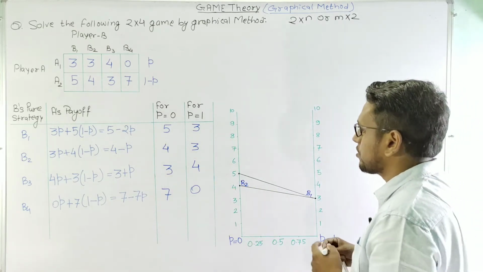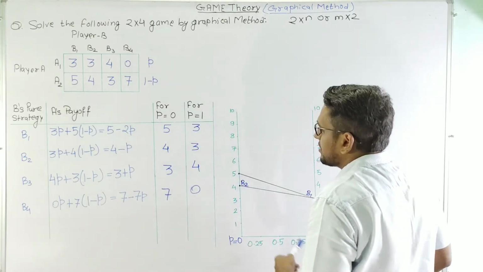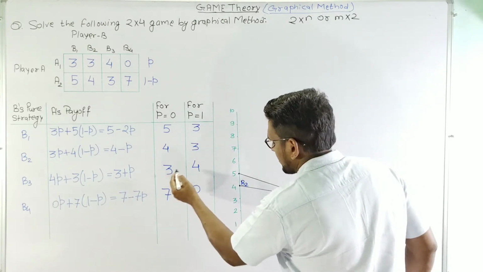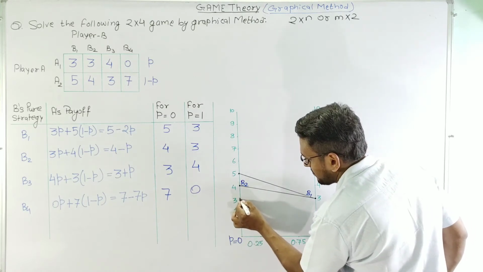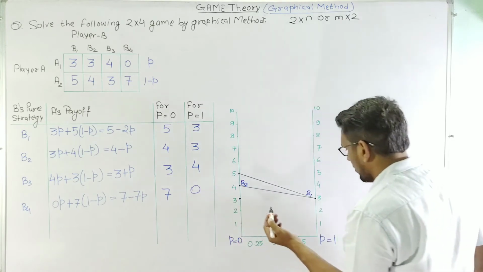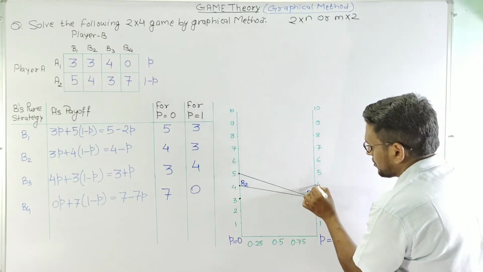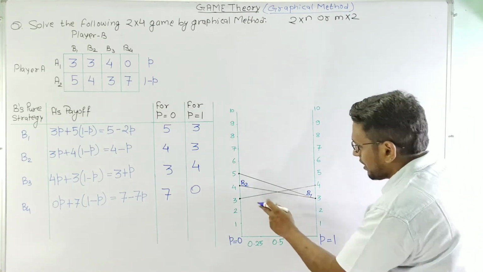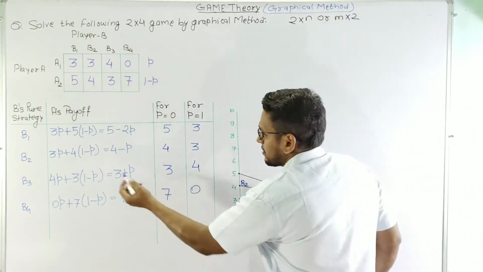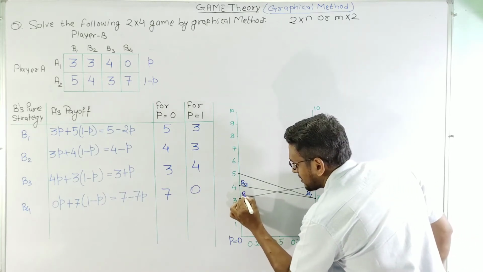And now let us draw the line for pure strategy B3. So at p equal to 0 we have 3, and at p equal to 1 we have value 4. So let us join these 2 points. Now we have joined these 2 points, and this represents the pure strategy B3. So we will write B3 somewhere here.